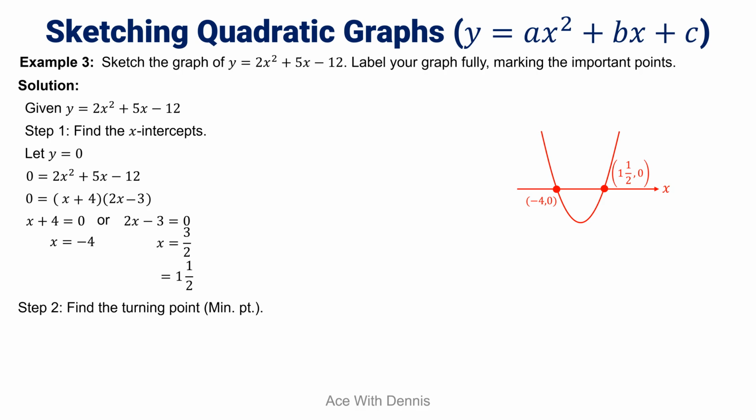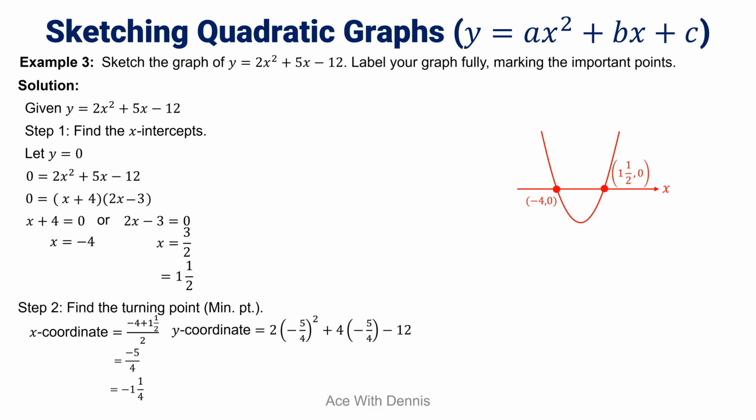Next, step number 2, find the turning point. For this case, the turning point is a minimum point. To find the turning point, the x-coordinate is found by adding the two roots and then dividing by 2, because it is at the middle of the two roots. Hence, for this case, it's negative 4 plus 1.5 divided by 2, and we get negative 5 over 4, or negative 1.25.